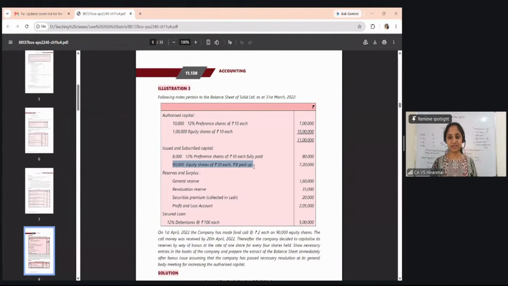That means please make the final call. 2 rupees on 90,000 shares. So 1,80,000 rupees, you have to pass the entry. Equity share final call to equity share capital 1,80,000, 1,80,000. Bank account debit to equity share final call 1,80,000, 1,80,000.